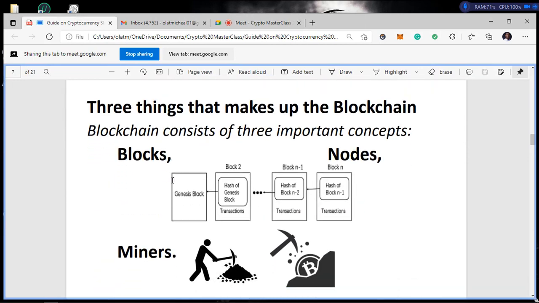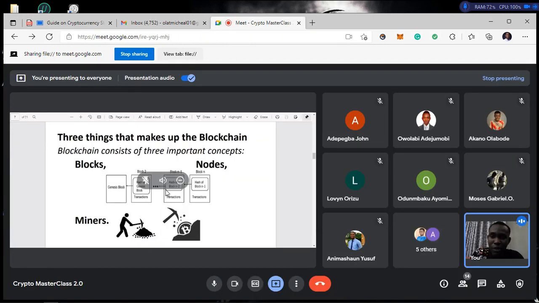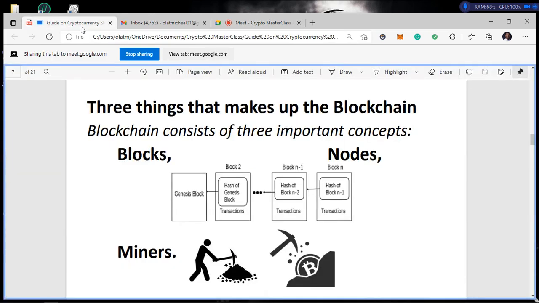So we have three things that make up the blockchain. Now the first one consists of blocks. We have blocks, we have nodes, and we have miners. So these are the three major ingredients, or three major factors, or how would I say it? Three major constituents that make up the blockchain. Without these three, the blockchain is not a blockchain.